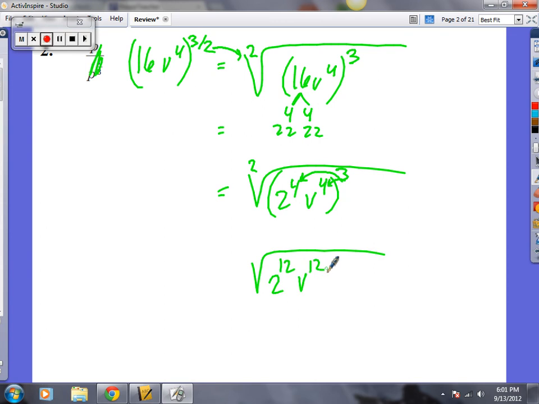Because when you take a power and raise it to another power, you multiply the exponents. So now your index is 2, so let's see if we have enough build up, we can pull some out. Since it's a square root, how many 2's can we pull out? We can pull out 2 to the 6th, because there's 6 2's in 12. Goes evenly, nothing left over. V to the 6th. And that is your answer.